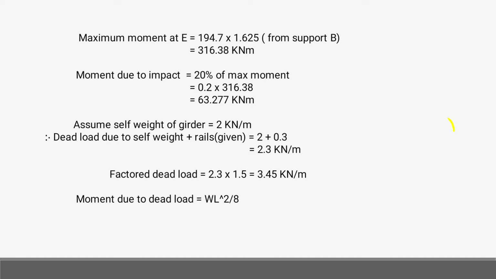Then moment due to dead load. So we know the simple moment formula, WL square by 8. From second year onwards we get to study about the bending moment formula WL square by 8. So simple formula. We know W is 3.45 and L is 5 meter. So 3.45 into 5 square divided by 8. We got 10.781 kilonewton meter.